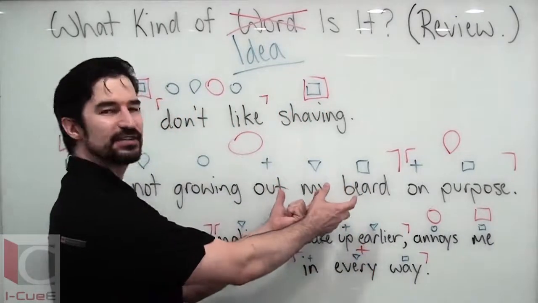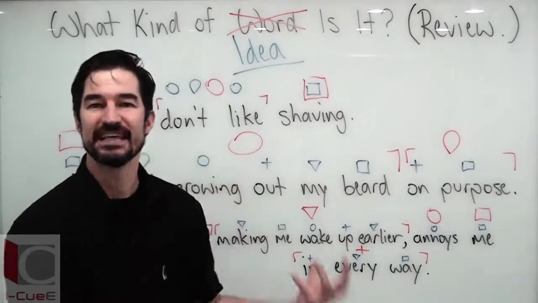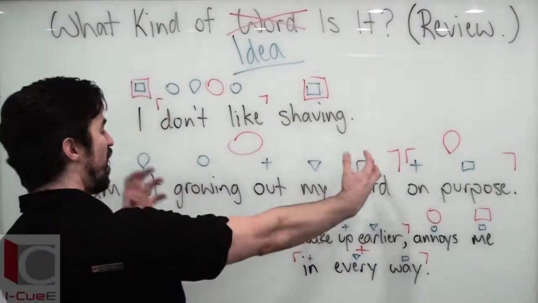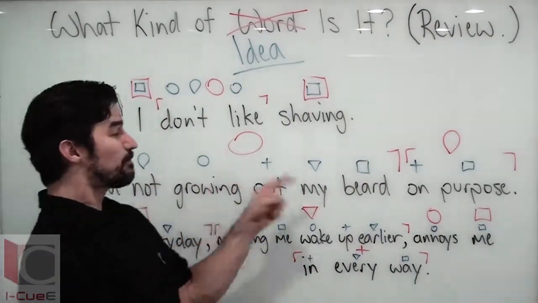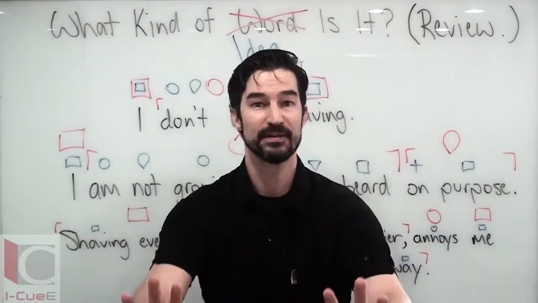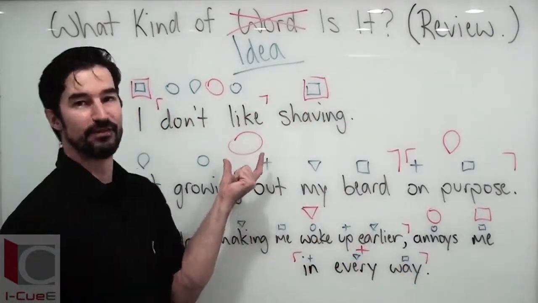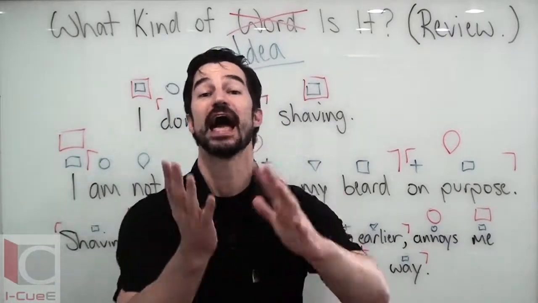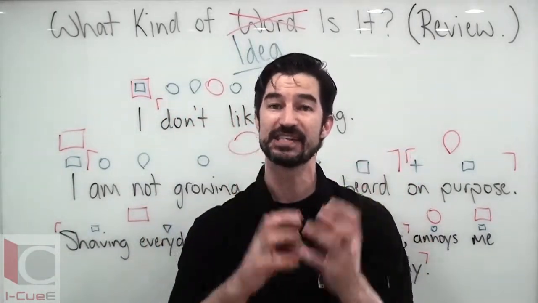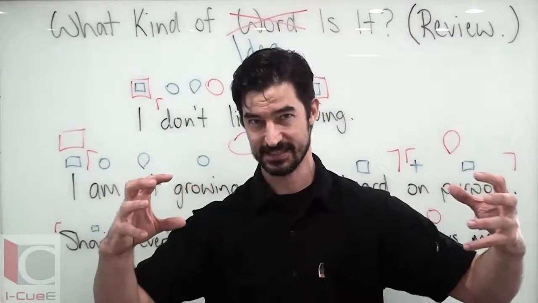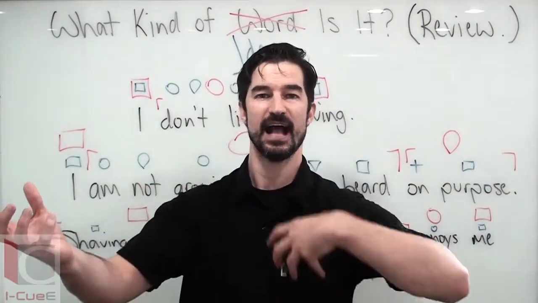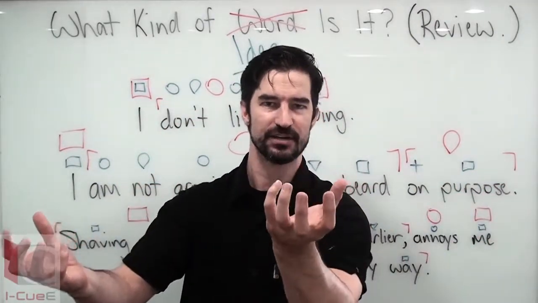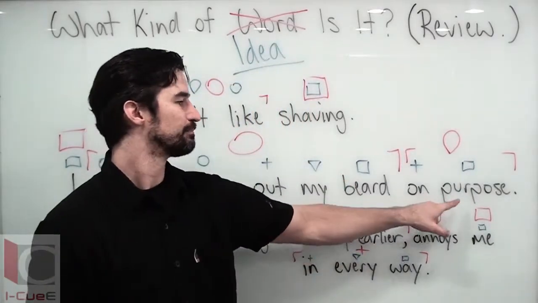This is part of the idea of the action, okay? So all of these words, "am not growing out," simplify it and just make that your verb. That's all we need to know, and that's going to help you immensely understand complicated sentences. I am not growing out my beard on purpose.